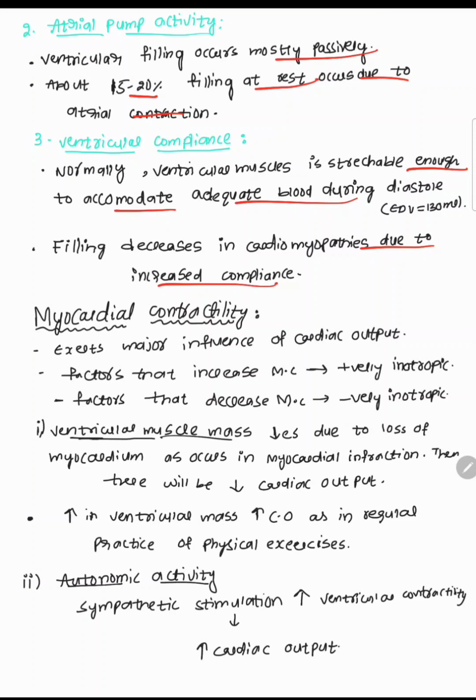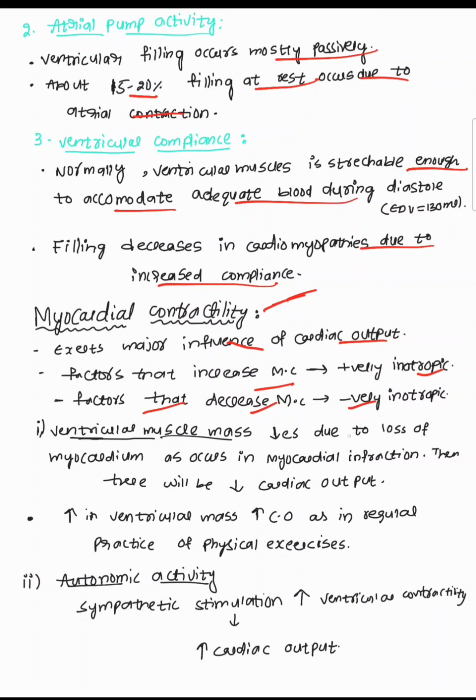Next, myocardial contractility. We saw preload; now myocardial contractility, then afterload. The major influence on cardiac output is myocardial contractility. Factors that increase myocardial contractility are called positively inotropic, and factors that decrease myocardial contractility are called negatively inotropic. Myocardial contractility is affected by four factors. One is the ventricular muscle mass.